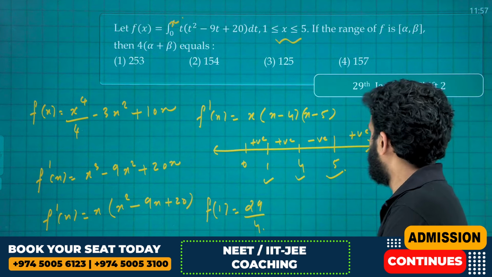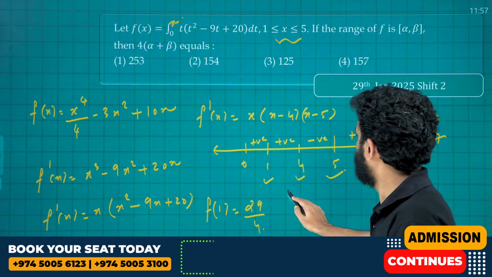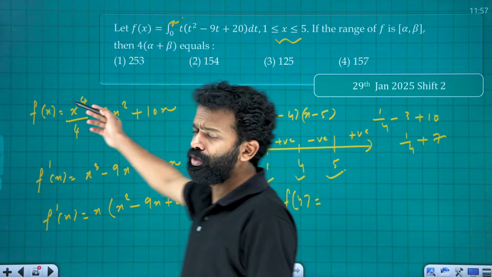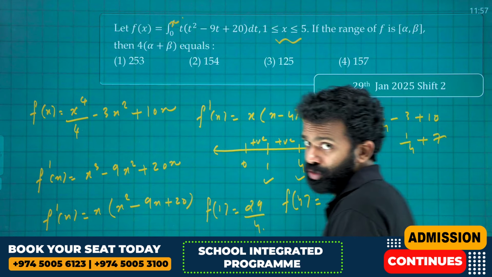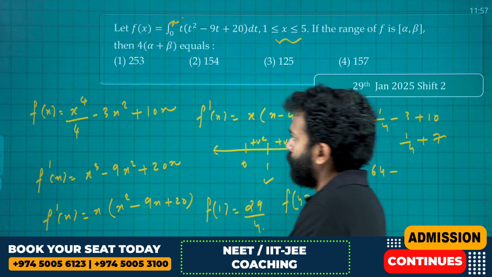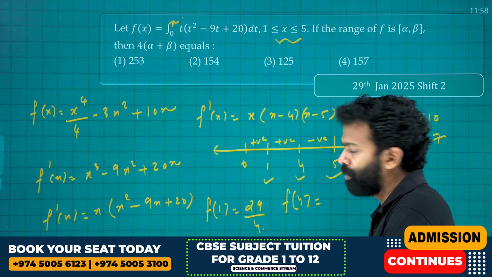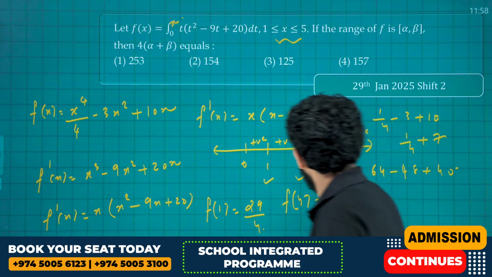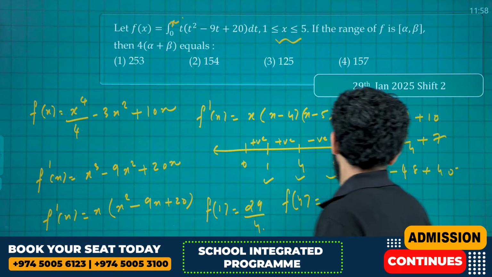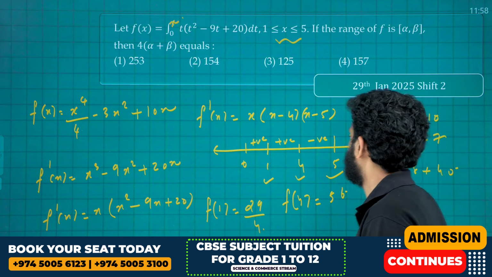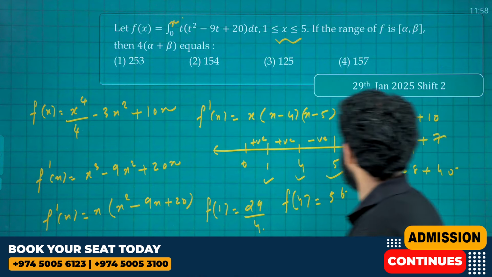Okay. And next one, f of 4. What is f of 4 actually? F of 4 is equal to 4 raised to 4, which is 256 by 4 is 64, right? That is 64 minus 3 into 4 square, that is 16, minus 48, plus 40, right? That is 64 minus 48, 16, plus 40, that is 56. This will be 56.